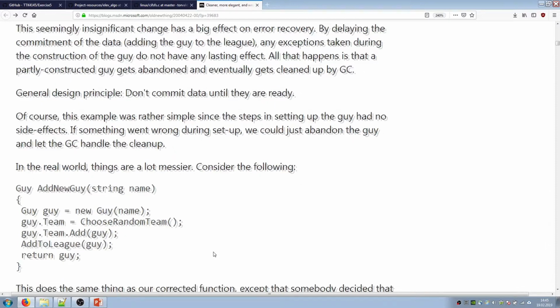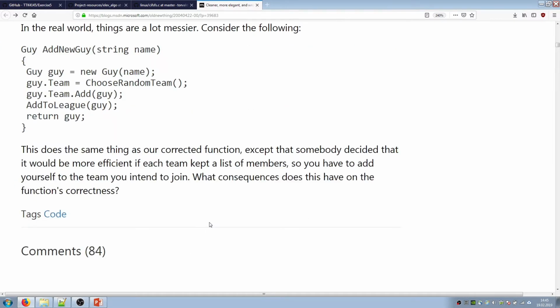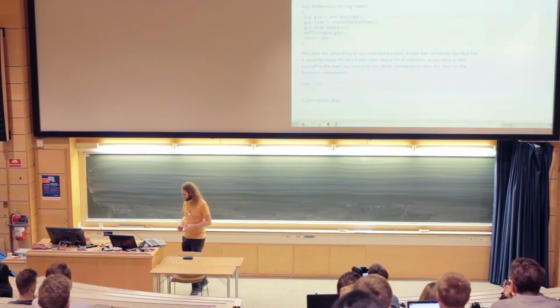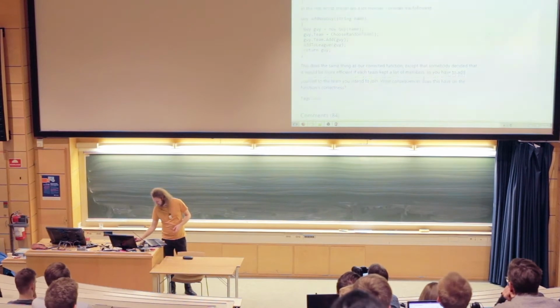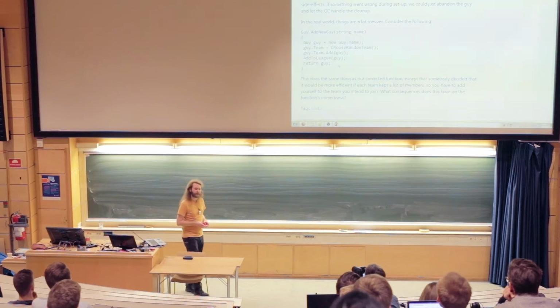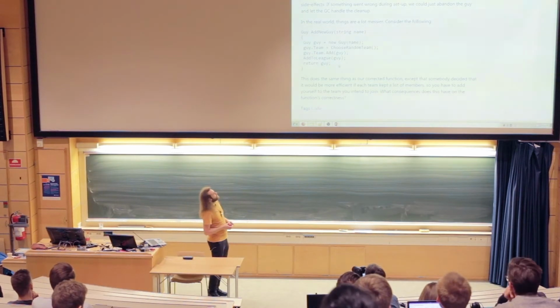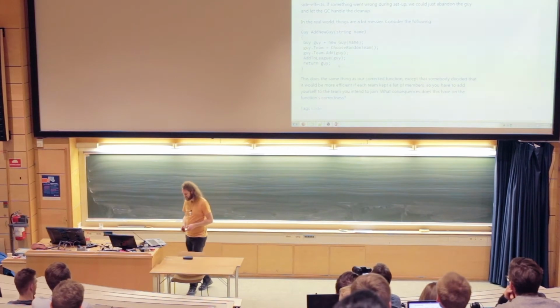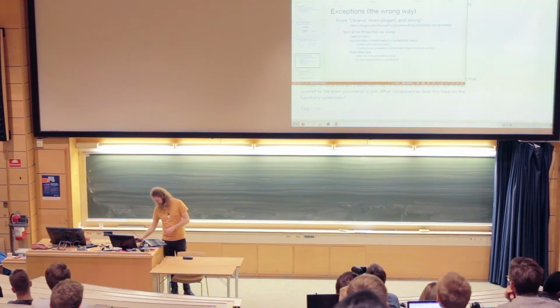And of course, it just ends with rhetorical questions like, what consequences does this have on the function's correctness? Now, the goal in this course is that you are eventually going to end up being smart enough to realize that this piece of code, regardless of if we have to handle errors or not, is fucking stupid. That's the goal of this course. Let's look at all the ways in which this is stupid. So let's go back to the PowerPoint.